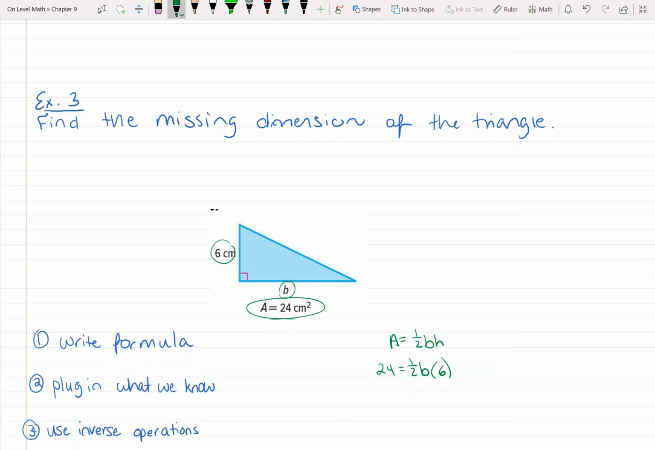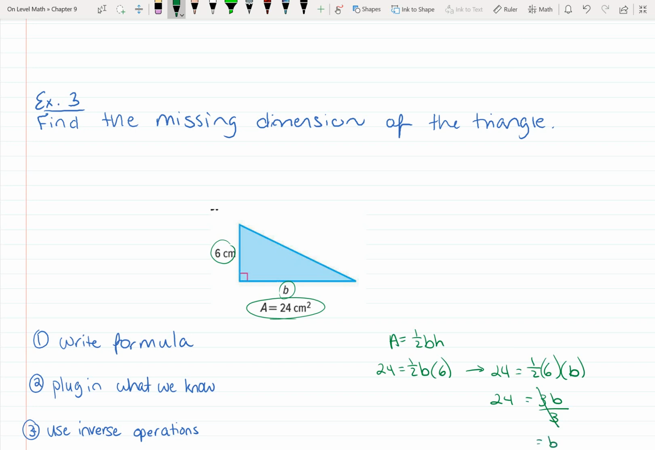Well, we can't do 1/2 times b because we don't know what it is. So I'm going to use the commutative property and allow myself to rearrange. I'm going to do 1/2 times 6 times b because I know 1/2 times 6 automatically is 3. So it's 24 equals 3b. Divide both sides by 3 in order to isolate that variable. We want the b by itself because that's the dimension, the length, the measurement that we're missing, that we're looking for. So I'm going to isolate that variable on the right.